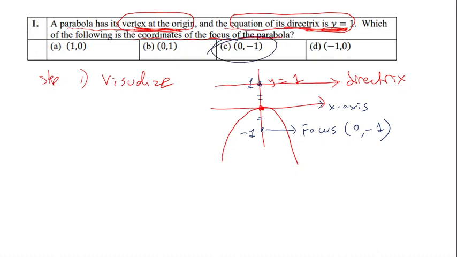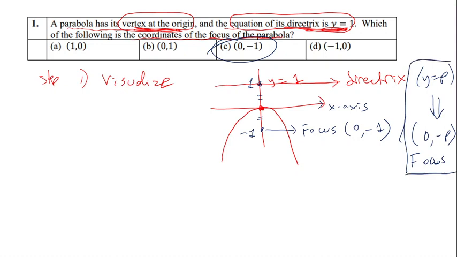If you draw this one, this is easy to see. Otherwise, you have to memorize all these two cases. Like, you can also say this is y equal to p, and then the focus will be 0, minus p. If you memorize it, you can also use this information here. To me, this is a better way to visualize it and then see the focus.